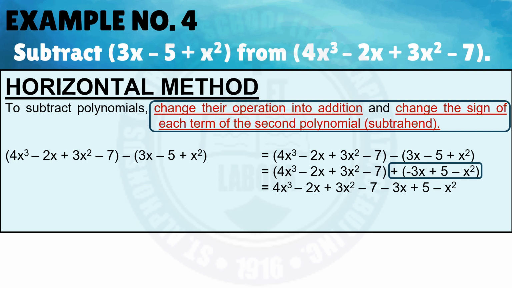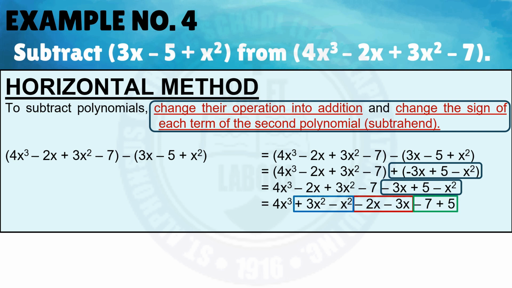Because once you combine the positive and negative sign in this process, the operation in between two numbers becomes subtraction. So negative 7 minus 3x. And then copy plus 5 minus x squared. Next, arrange the terms according to similar terms and then simplify them further.